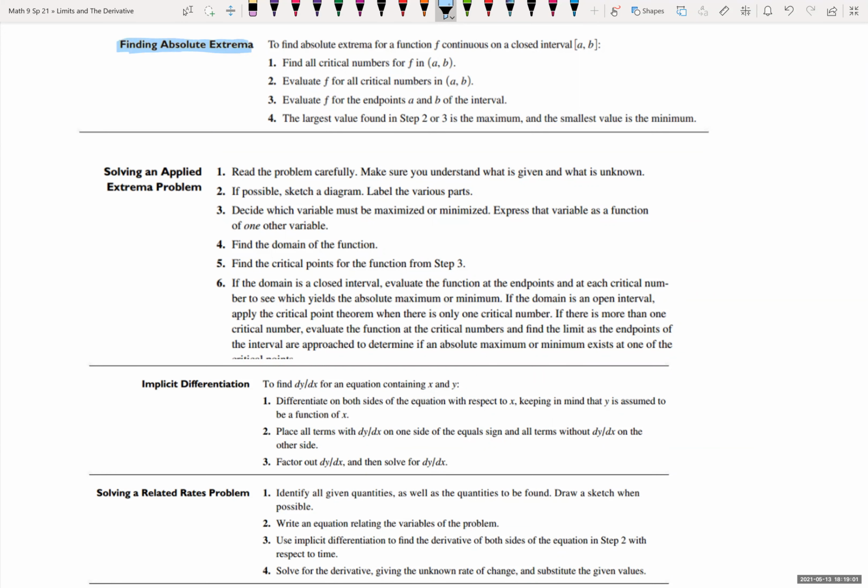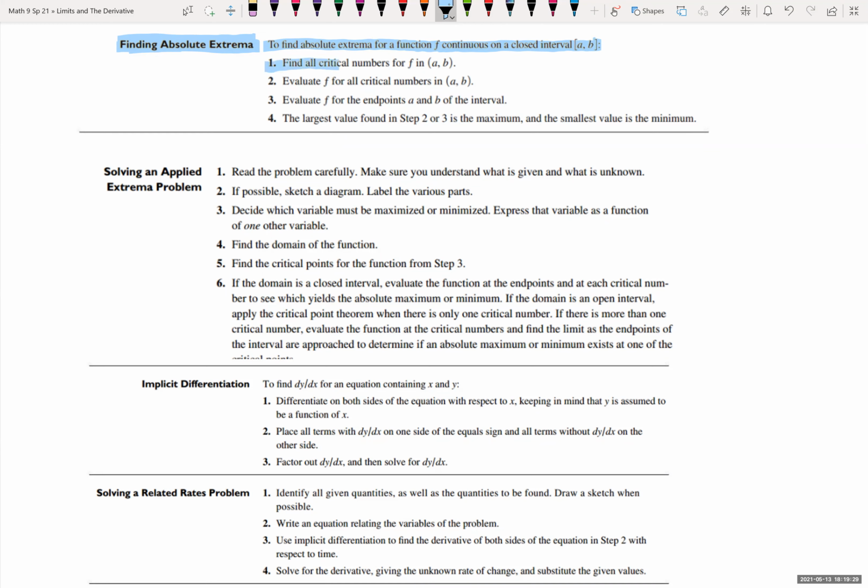So we looked at the extreme value theorem, which says that if we are on a closed interval, so to find absolute extrema for a function, f is continuous on a closed interval [a, b]. If that is the case, then it has to have an absolute max and an absolute min, and that could occur at one of the endpoints.